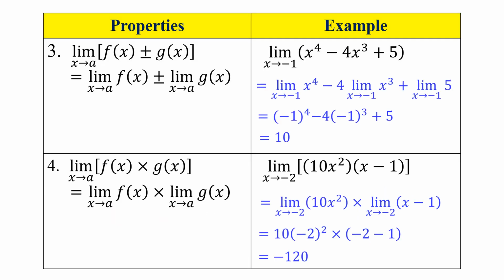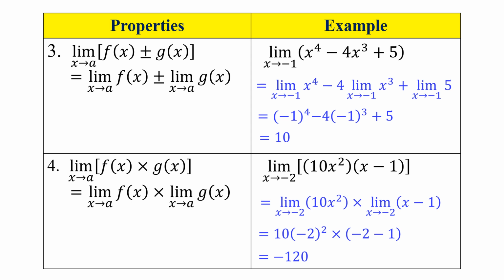The third property is, the limit as x approaches a of function f(x) plus or minus function g(x), then we can change into the limit as x approaches a of f(x) plus or minus the limit as x approaches a of g(x). For example, we have here the limit as x approaches negative 1 for the function x to the power of 4 minus 4x cubed plus 5. So we can apply the third property where we can split each term.